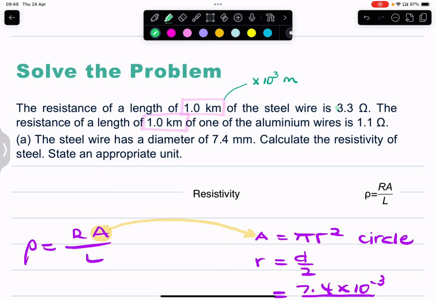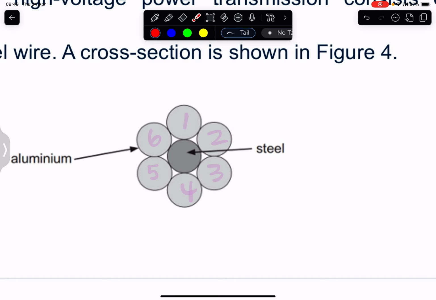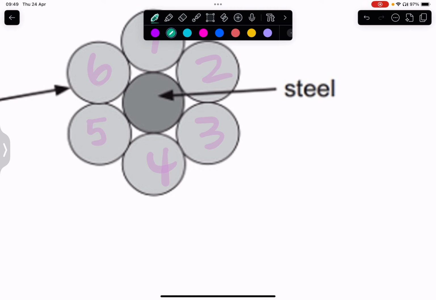You're given the resistance of the steel and the resistance of the aluminium. You're given the diameter, and it says of the steel wire. I'm guessing they'll all have the same diameter. They haven't said so, but we can probably show that these all have the same diameter. Now, diameter is that distance there, and that is, by definition, twice the radius. So the radius is half the diameter.